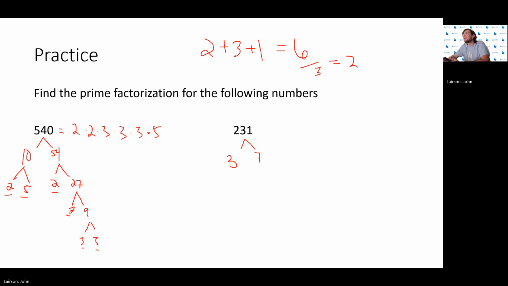77. And this one's a little bit easier to see, right? This is that double digit number, 7 and 11. 3 is a prime, 7 is a prime, 11 is a prime. Again, 11 we haven't seen as much, but it is a prime. So 231 is 3 times 7 times 11.